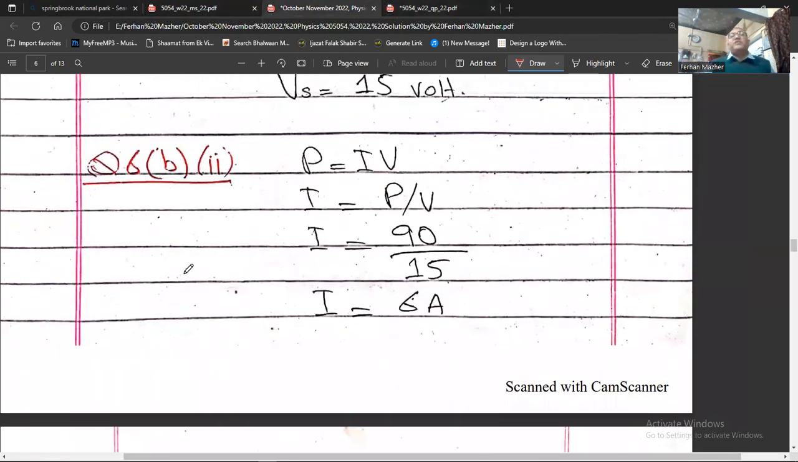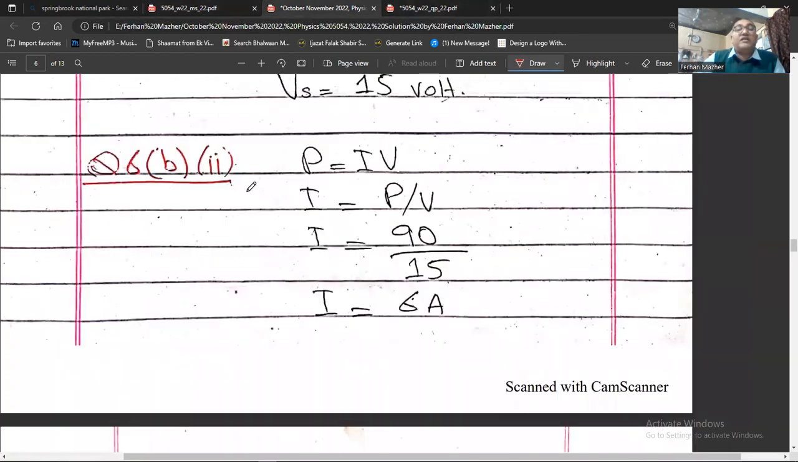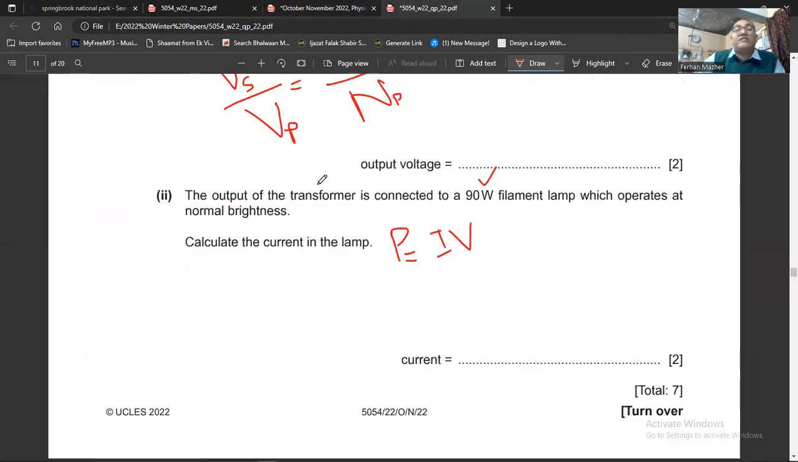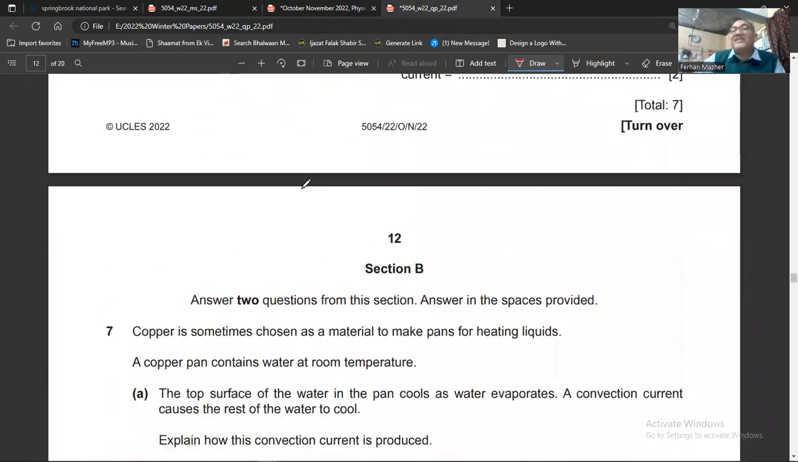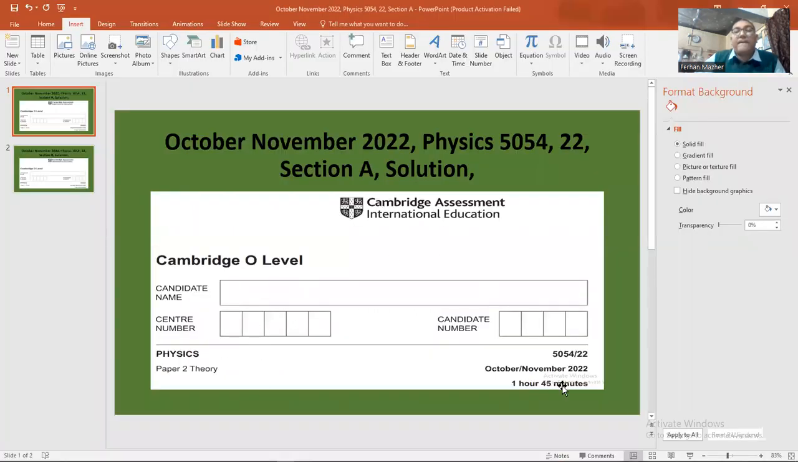So for question 6b, second part, power is equal to IV, so I will be equal to P divided by V. I will be equal to 90 divided by 15, and I will be equal to 6 ampere. And by this question, we have reached the end of this Section A.